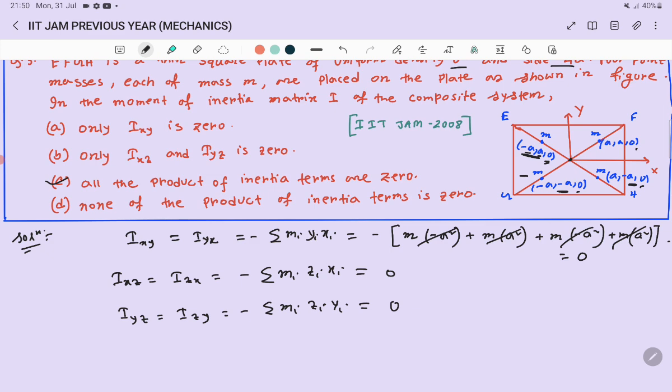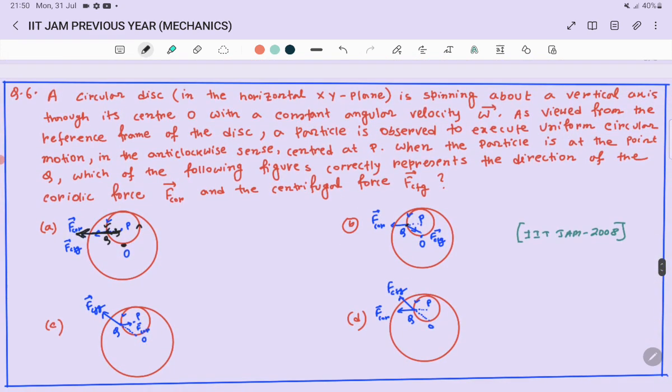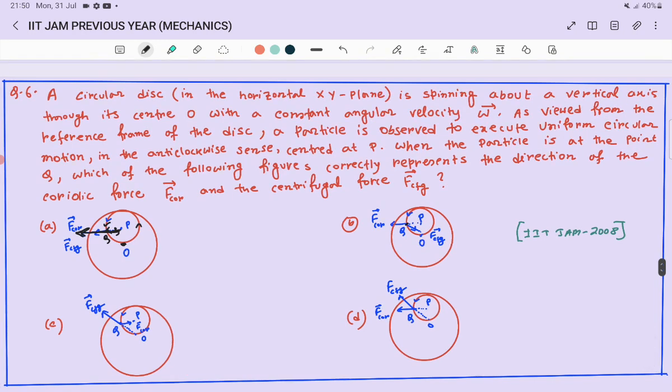Okay. Now let us move to the next question. Question number 6. This question was also asked in IIT JAM 2008. A circular disc in the horizontal xy plane is spinning about a vertical axis through its center O with a constant angular velocity omega. As viewed from the reference frame of the disc, a particle is observed to execute uniform circular motion in the anticlockwise sense centered at P. When the particle is at the point Q, which of the following figures correctly represents the direction of the Coriolis force and the centrifugal force?